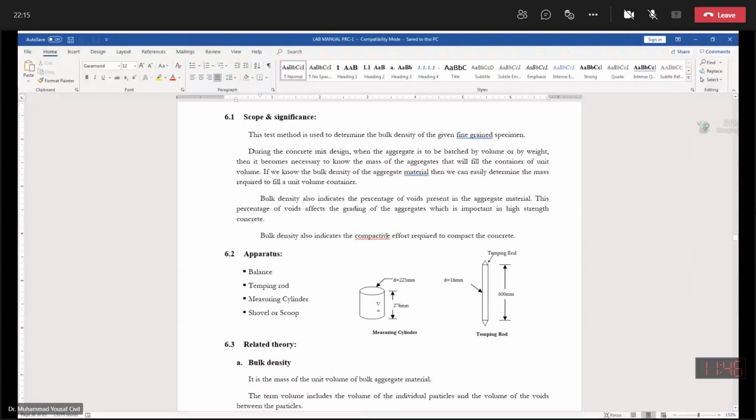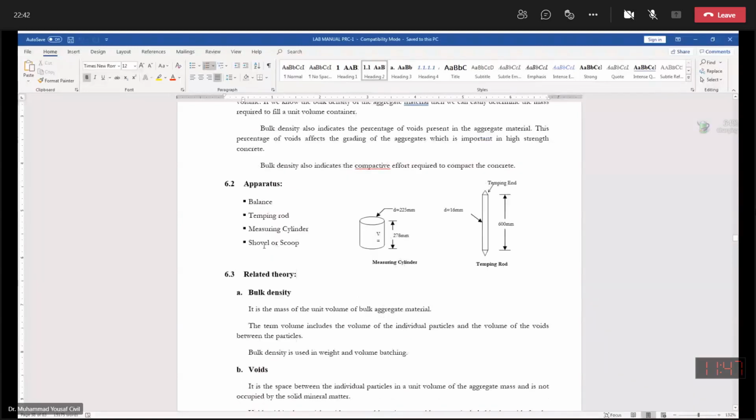As far as scope is concerned, we will be finding out the density for the coarse aggregate as well as for the fine aggregates, and certainly it is very simple. As far as the material and equipment are concerned, a balance is needed, and a tamping rod having these dimensions is needed, and a shovel or scoop with the help of which you can pour the aggregate inside this container.